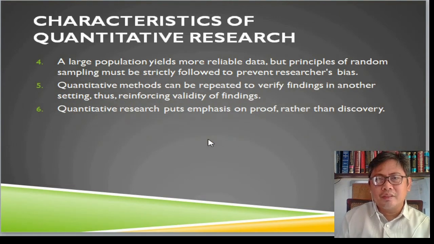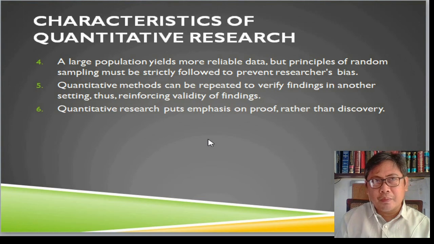Number 4 characteristic is that a large population yields more reliable data, but principles of random sampling must be strictly followed to prevent researchers' bias. So in quantitative research, in contrast with qualitative research, we use a large population and sample size. That's why, not unlike in qualitative research, where you can only select as much as 5 or 15 or 20 participants in your study, but not in quantitative research.